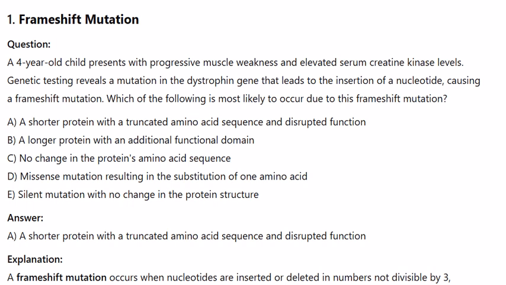A. A shorter protein with a truncated amino acid sequence and disrupted function. B. A longer protein with an additional functional domain. C. No change in the protein's amino acid sequence. D. Missense mutation resulting in the substitution of one amino acid. E. Silent mutation with no change in the protein structure. Answer: A. A shorter protein with a truncated amino acid sequence and disrupted function.